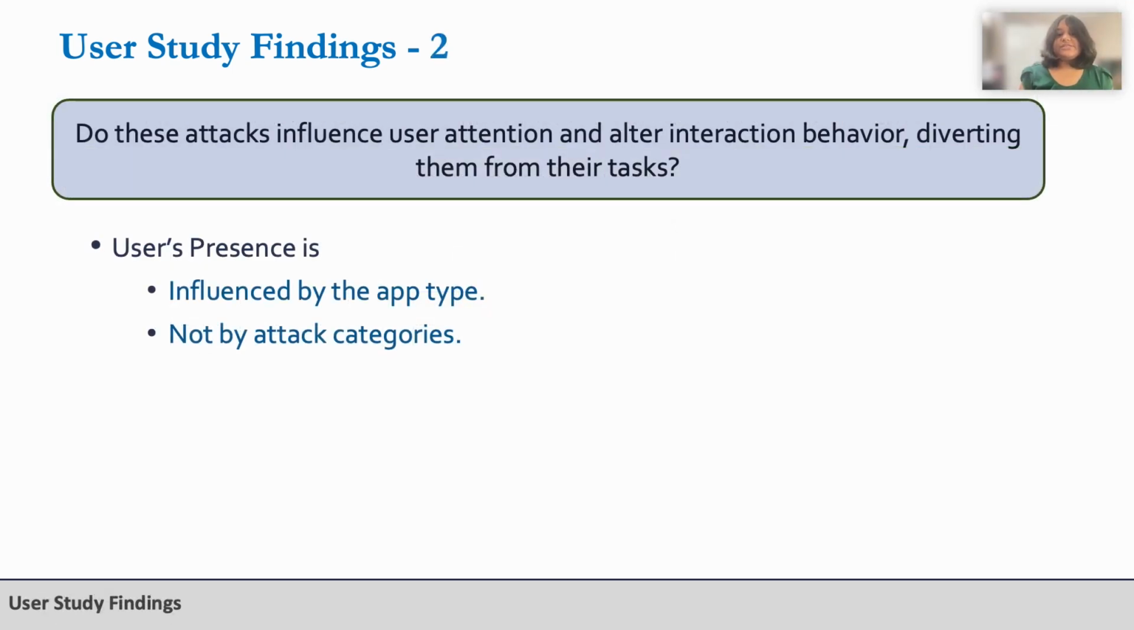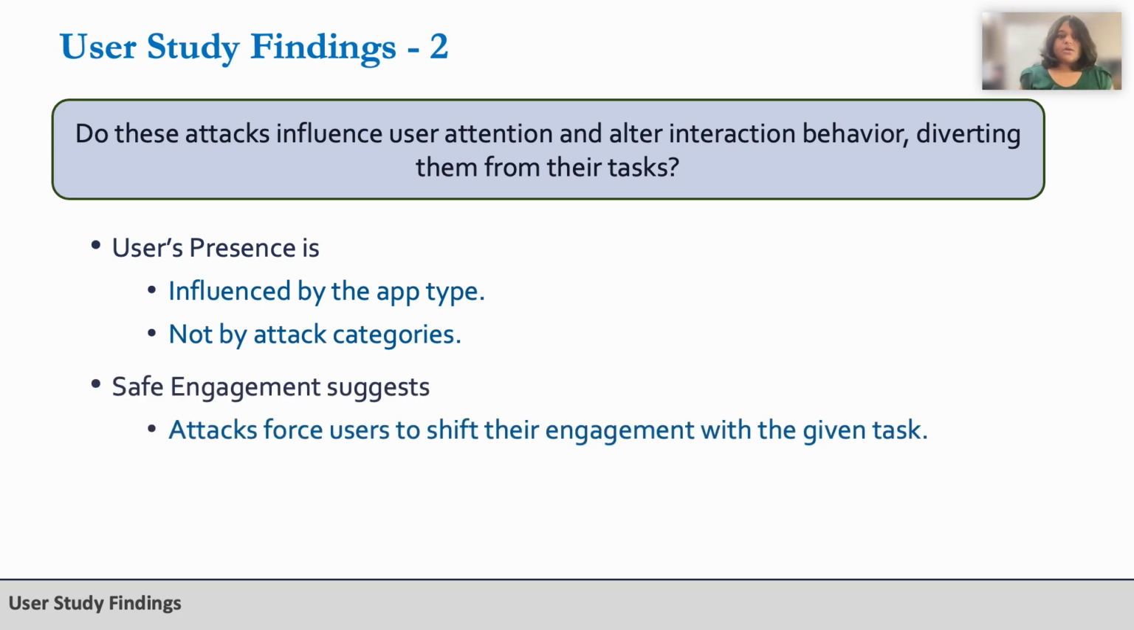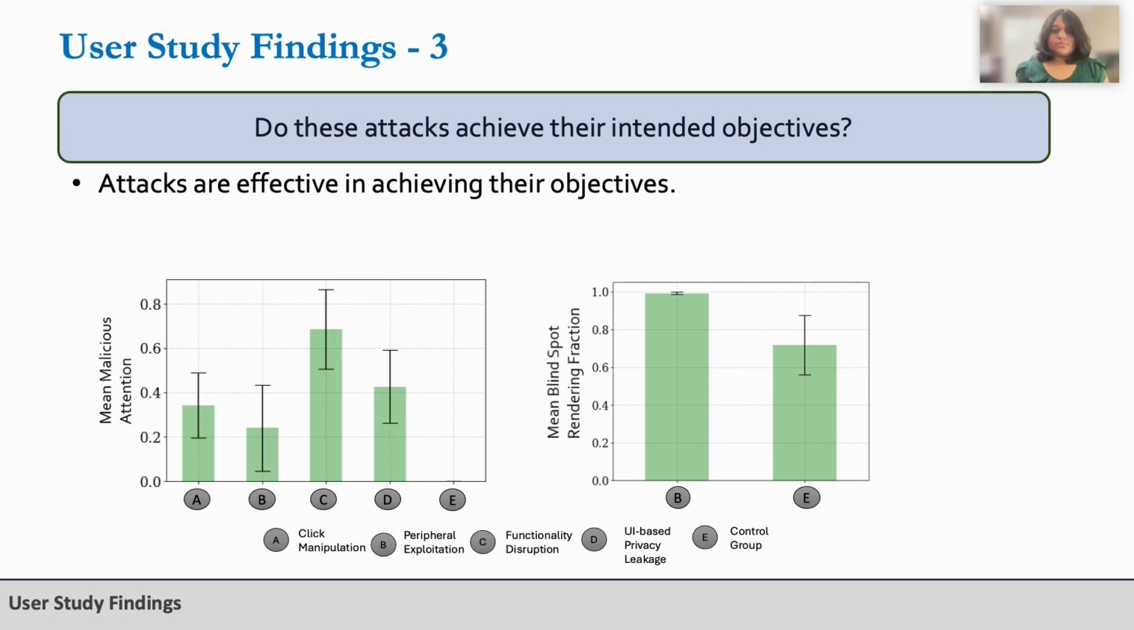Next, we find that presence is influenced by the app types and not attack categories. From the safe engagement metric, we also find that the attacks force users to shift their engagement with a given task. We found that UI attacks are effective in achieving their objectives, as seen by the malicious attention level that represents unintended clicks by the user. Blind spot rendering fraction also shows a significant difference between peripheral exploitation and the control group. These attacks happened consistently across apps with varying levels of presence, suggesting generalization to different applications.